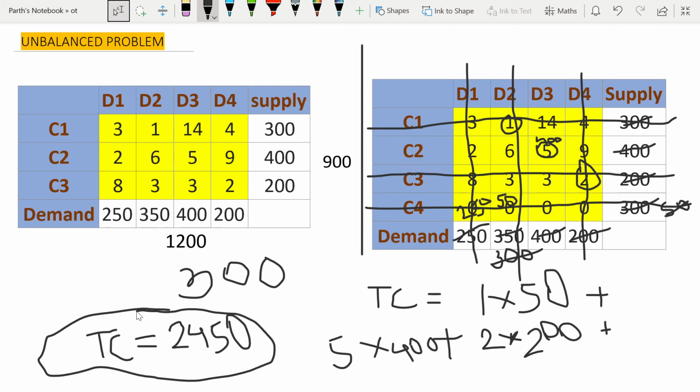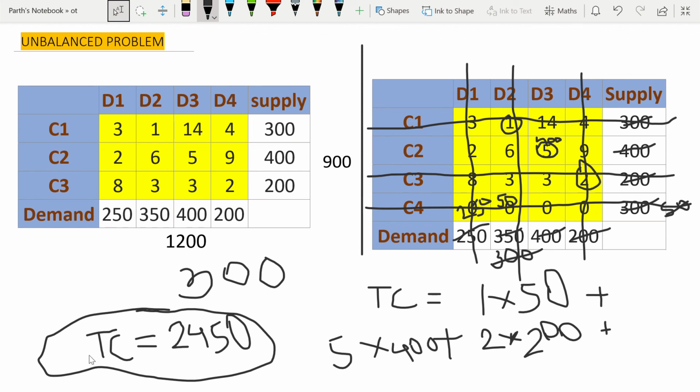If you haven't watched the video for balanced problem, you can visit my playlist of optimization research. In that you can find for the balanced problem that all three methods: northwest corner cell, least cost, and column minima. Here you can see that unbalanced problem is converted into balanced problem. And after converting into balanced problem, you can solve it by any method you prefer.